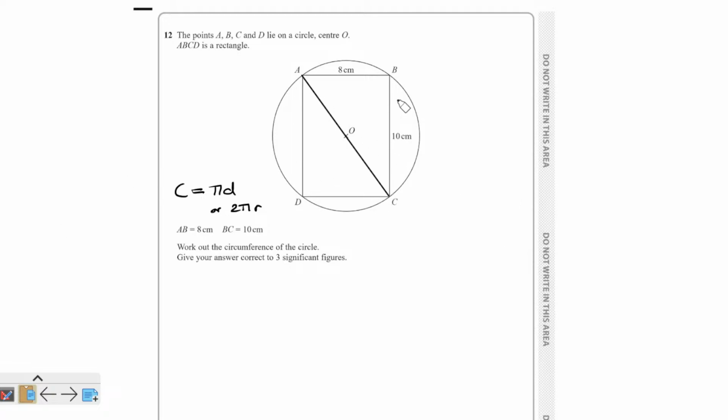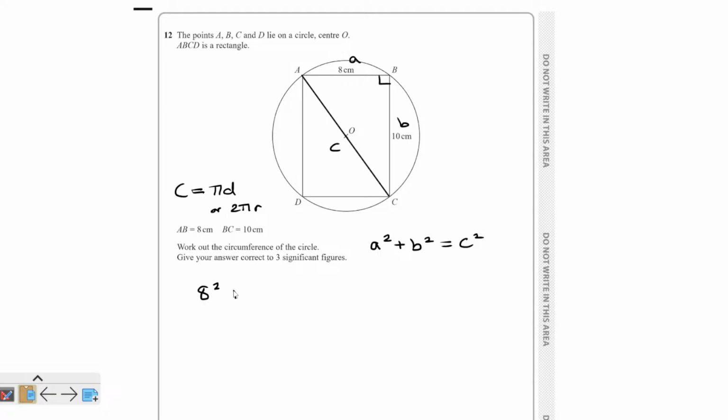AC. And then do you see how, because I know this is a rectangle, this is 90, I've created a right angle triangle where I do know the other 2 sides. So in order to work out the diameter, I just need to do Pythagoras. Hopefully you know this, but I think it's also on the formula sheet. a squared plus b squared equals c squared. Now, c is always the hypotenuse, which is the diagonal. So this one is c, isn't it? And then a and b, it doesn't really matter as long as you've got c in the correct place.